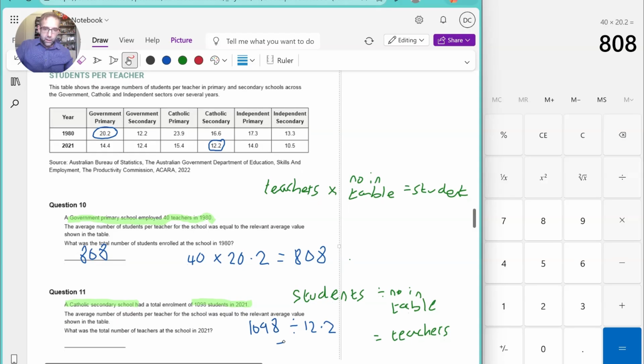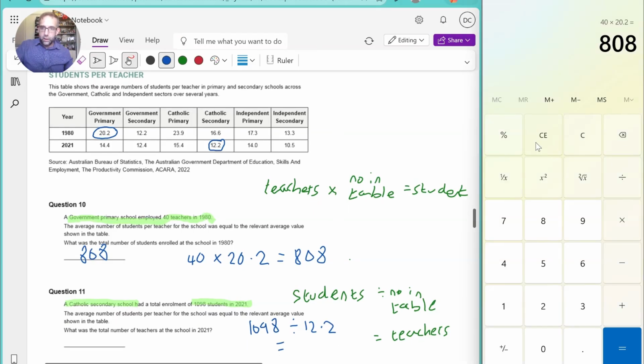So we'll go on the calculator. I'm just going to scroll up a little bit. So moving over to the calculator, 1,098 students divided by 12.2 students per teacher on average gives us that there's 90 teachers. Again, nice whole number. So we're done. Our answer is 90.